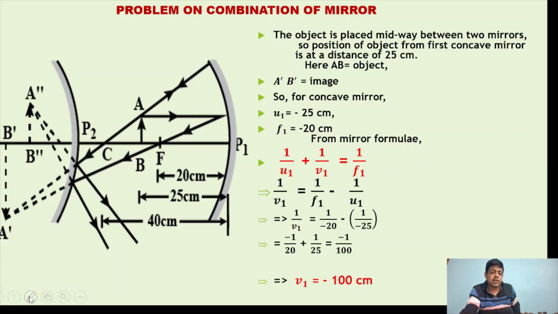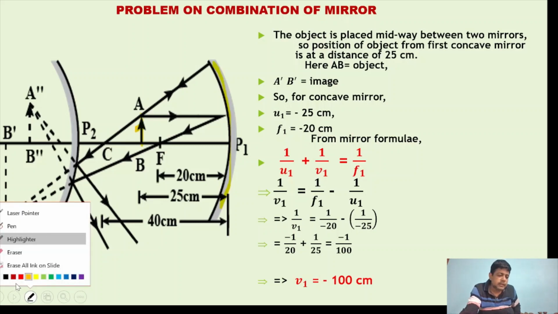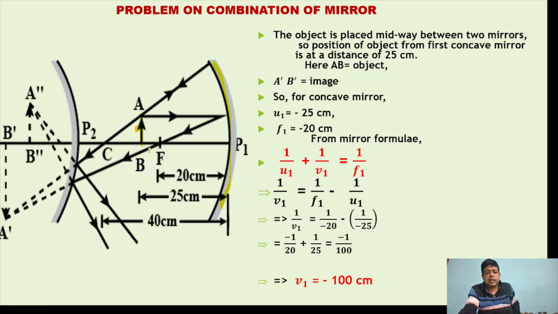So look at here once again. Here A dash B dash. If you see now, this is the concave mirror, and the object is placed at the position, AB is the object. AB is the object, right? And the distance of the object from the concave mirror, the object distance U1, is minus 25 centimeter.